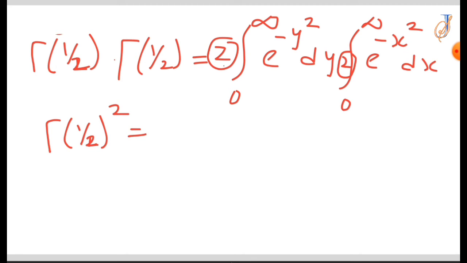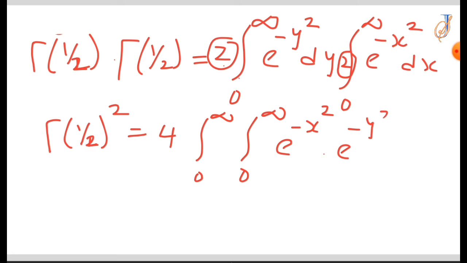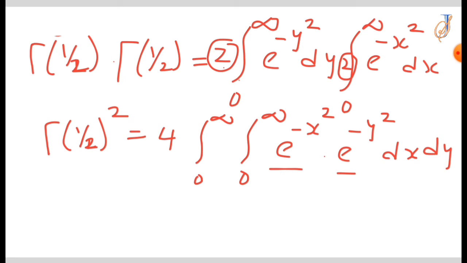Here 2 times 2 we get 4. And we have 2 integrals, that is 0 to infinity, again 0 to infinity, and we have e power minus x raised to the power of 2 times e power minus y raised to the power of 2 dx dy. When bases are same, we can add the powers. So using that property here, we can add these powers: x power 2 plus y power 2.